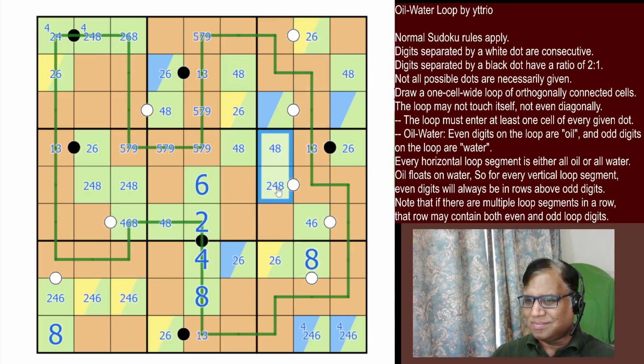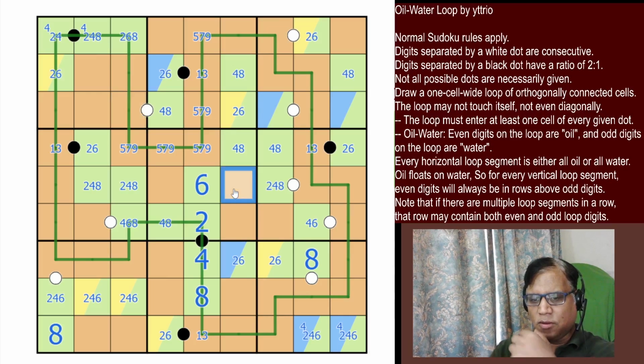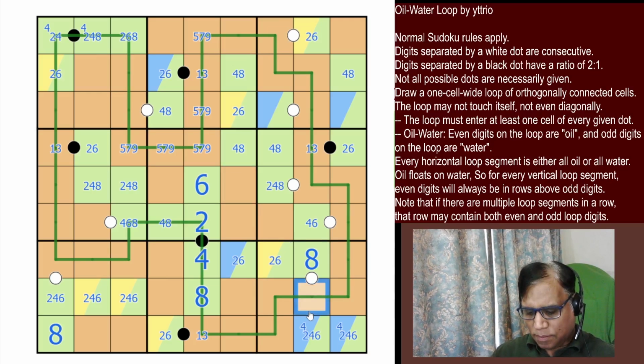So 8 is one of these. No. 2 6. Nah. These dots are not helping much, right? The consecutive dots. Anyway, 6 2 4 8 4 6 8 8. Oh, 8, right? That must be 7 9 now, because the only consecutive digits to 8 are 7 and 9.